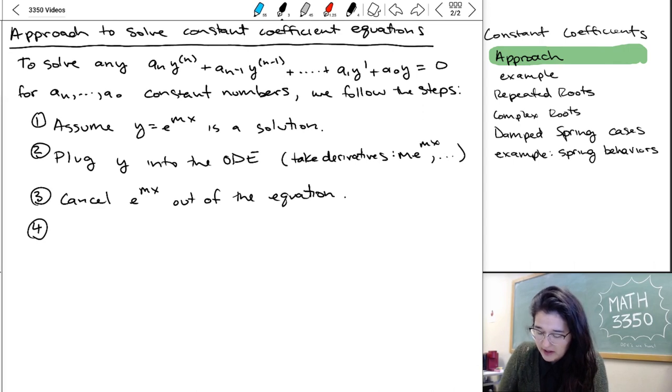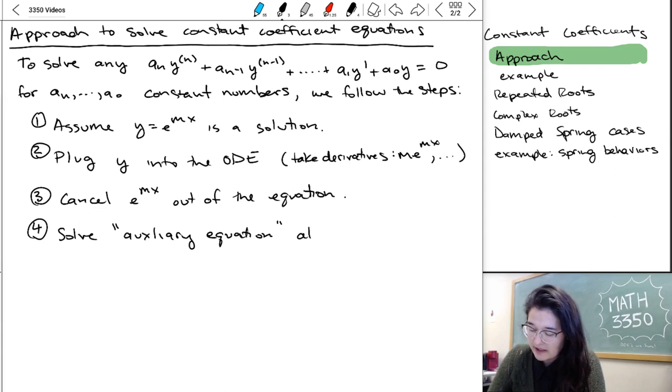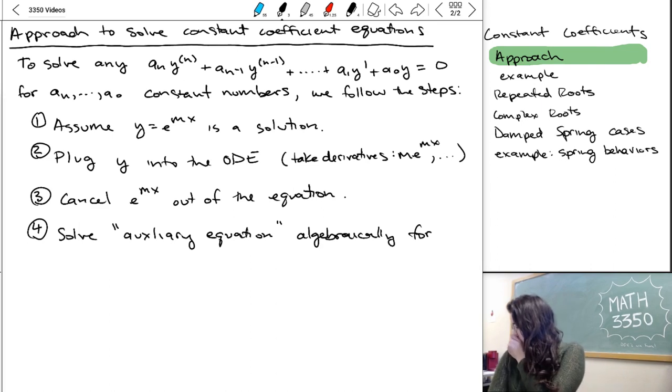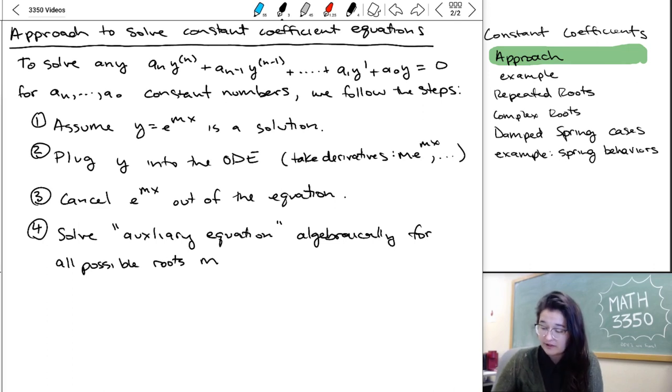And after you do that, you're going to be left with what's called an auxiliary equation that we want to solve. And that actually just becomes an algebraic problem. And we're going to be trying to find all possible roots m of this equation that are equal to 0. And we're going to need to find as many roots as there are derivatives in the problem.